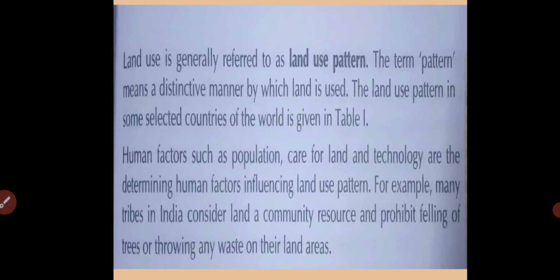For example, tribes in India consider land a community resource. उनके लिए land एक community resource है, सबके लिए है. So they prohibit felling of the trees and throwing any waste on their land areas. तो वो हमेशा अवॉइड करते हैं कि ट्रीज़ को कट नहीं करना है, ना ही लैंड को डिग्रेड करना है बाय फेंकिंग the waste on the land.